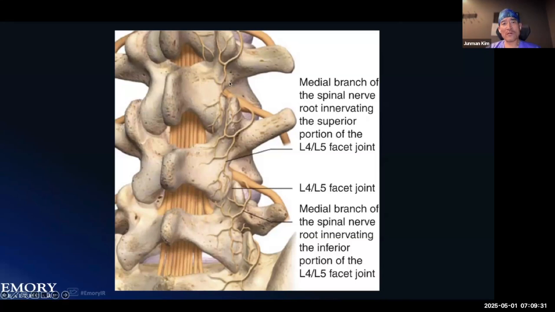So what the medial branch is: from each nerve root on each lumbar level, there is a branch that goes medial dorsal and wraps around between the superior articular process and transverse process, and it innervates the facet joints above and below. So these are responsible for pain signals coming from facet joint pathology.